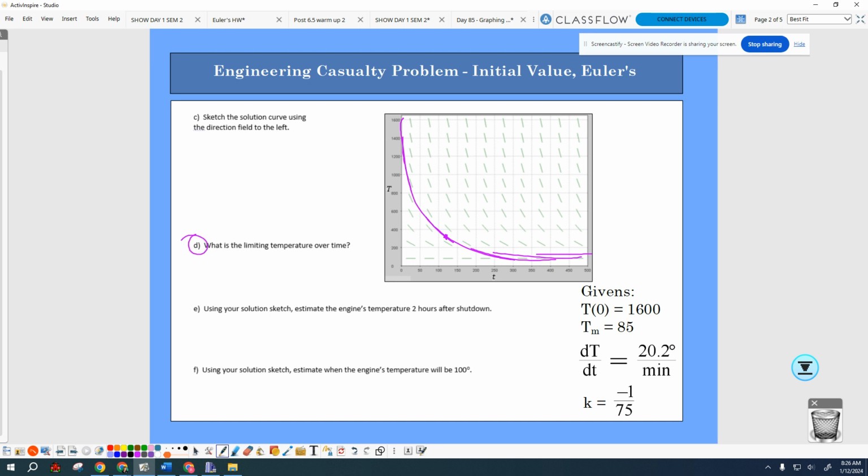What's the limiting temperature over time? What is it? 85. Why is it 85? The temperature of the room. So the limiting factor is the temperature of the room, the medium. It's something immersed in water. Temperature of water.